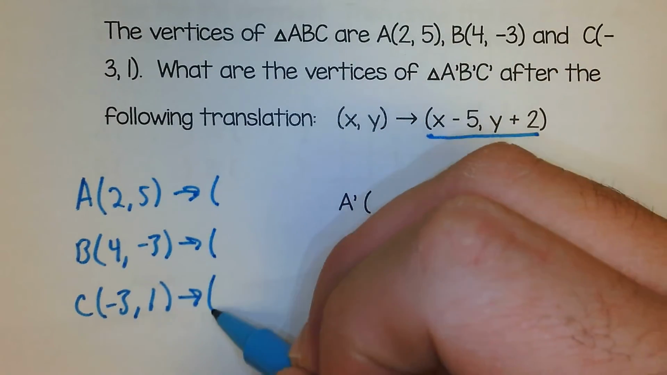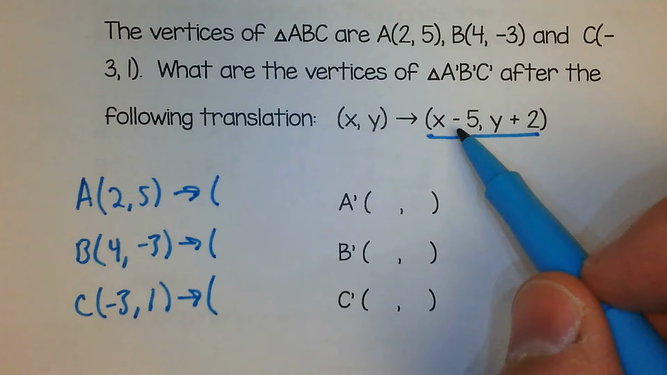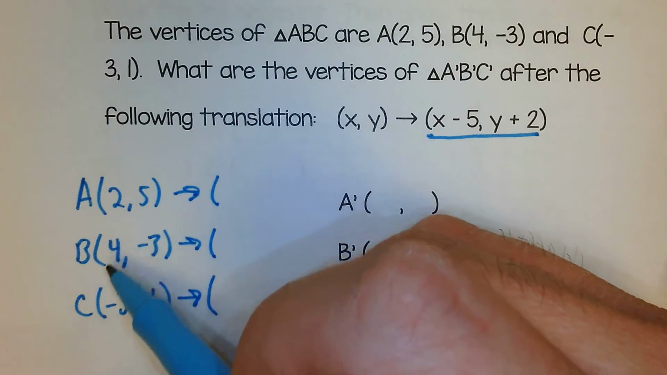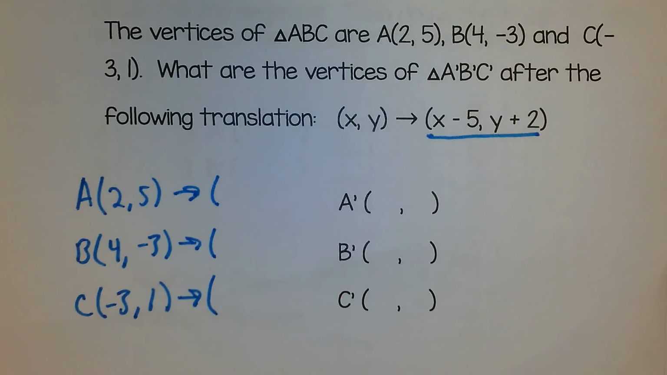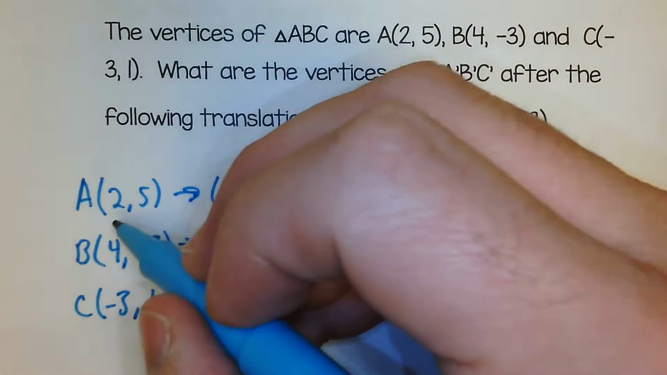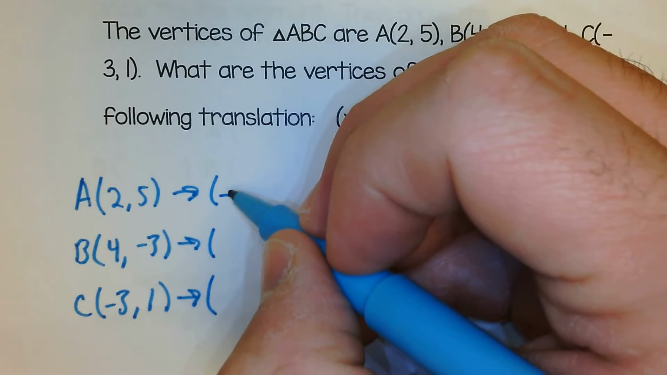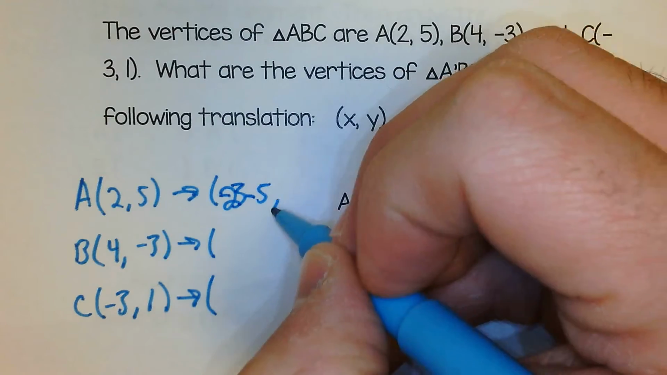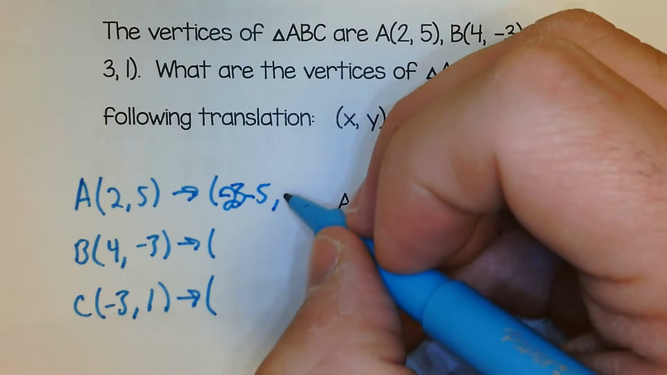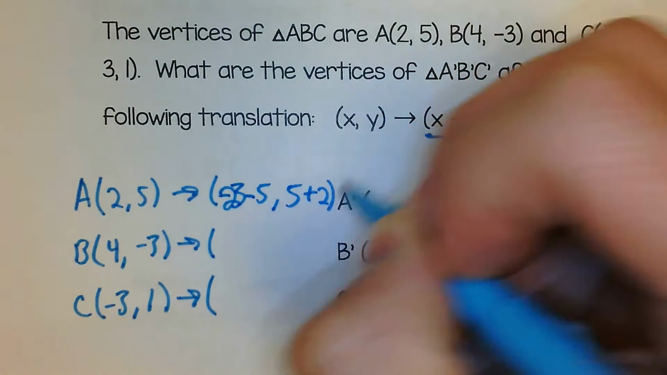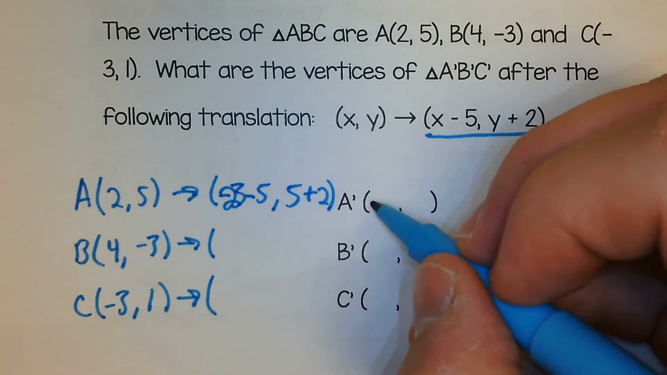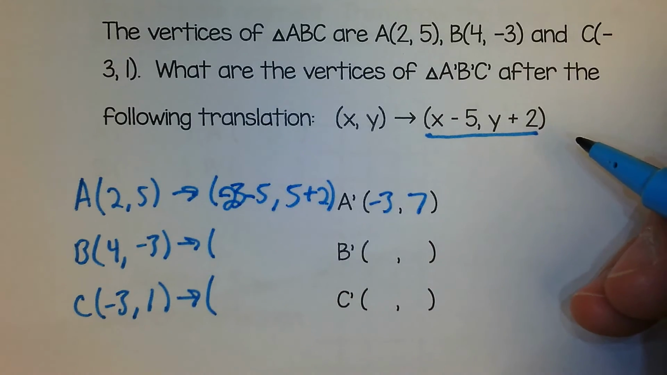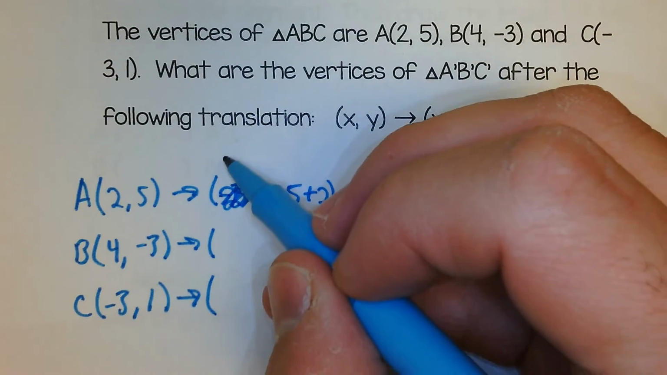Again, all that tells me is that I need to subtract 5 from the x value. My x value for A is 2, B is 4, C is -3. So we subtract 5. So 2 minus 5, and then 5 plus 2. 2 minus 5 is -3, and 5 plus 2 is 7. So that doesn't look right.